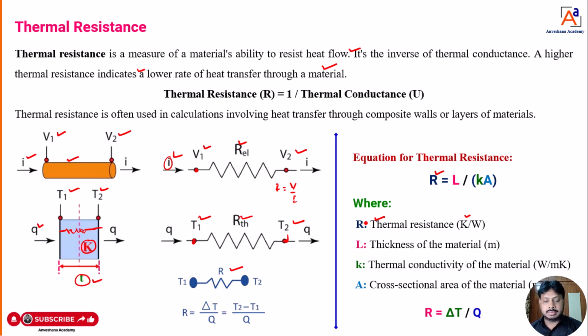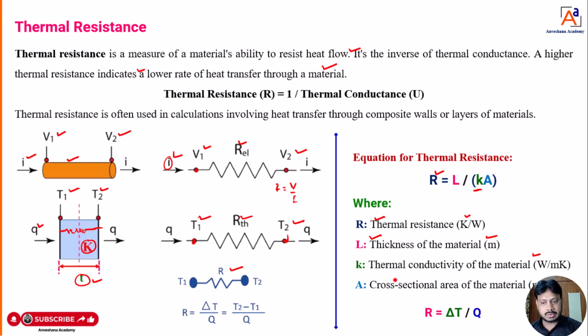R is the thermal resistance, in Kelvin per watt or degree Celsius per watt. L is the thickness of the material, in meters. K is the thermal conductivity of the material, in watt per meter Kelvin or watt per meter degree Celsius.